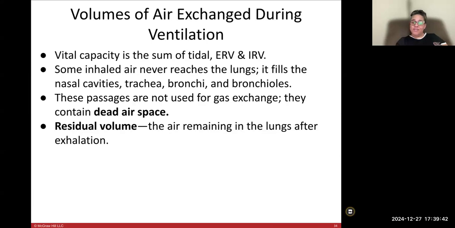There is some inhaled air that never reaches the lungs. It fills the nasal cavities, trachea, bronchi, and bronchioles. These passages are not used for gas exchange. They contain dead air space. The residual volume is the air remaining in the lungs after exhalation.